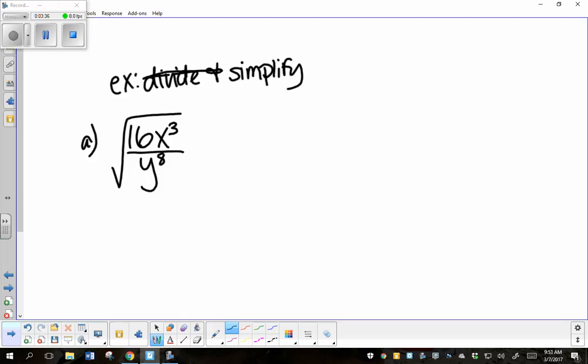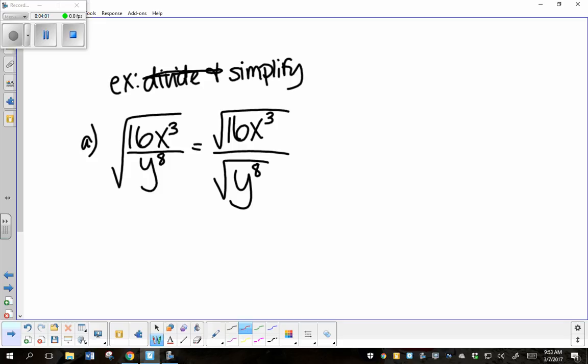Remember, we can break this up into two square roots. So this is the square root of 16x cubed over the square root of y to the 8th. Then we're going to simplify those, because I think we can simplify both the numerator and the denominator. Let's just look at the top for now. This is the square root of 16 times the square root of x cubed. What's the square root of 16? 4, and that just comes out, right? So there's a 4.